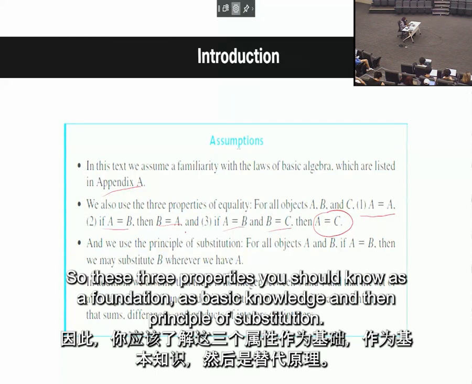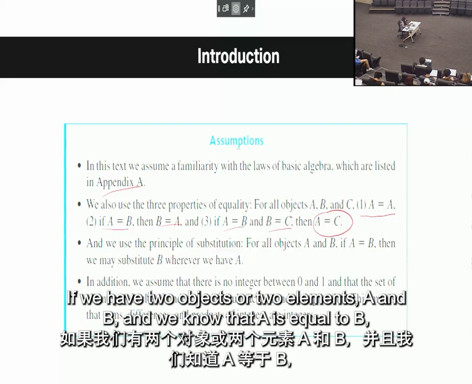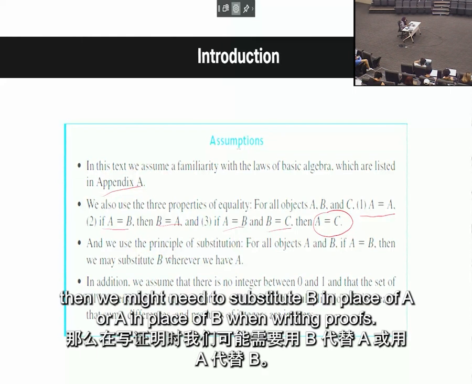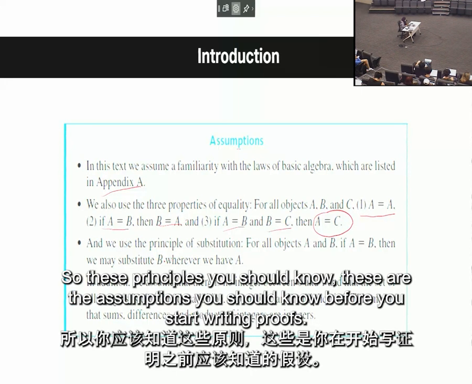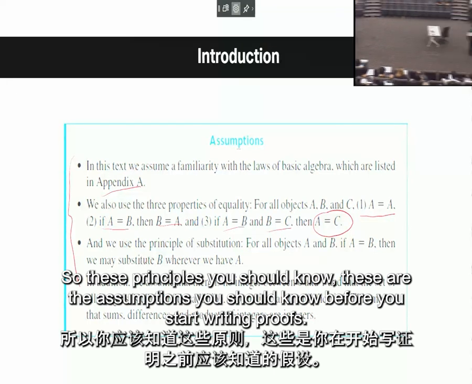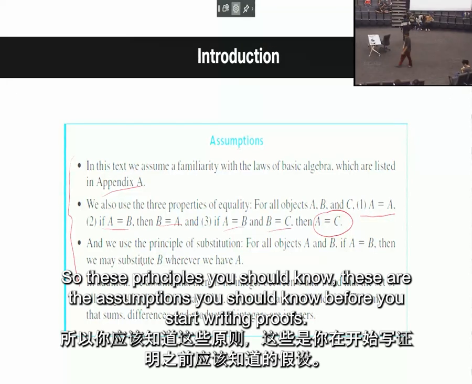And then principle of substitution. If we have 2 objects or 2 elements A and B, and we know that A is equal to B, then we might need to substitute B in place of A or A in place of B when writing proofs. So these principles you should know. These are the assumptions, okay, you should know before you start writing proofs.